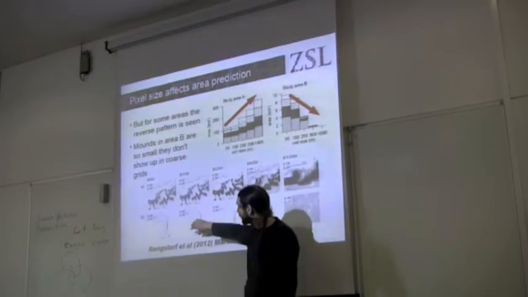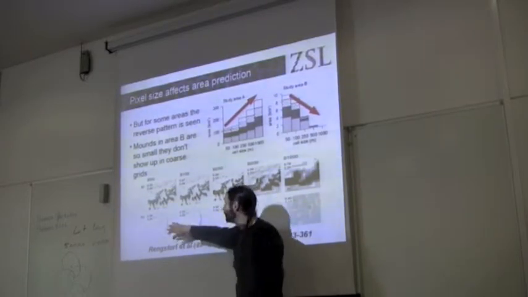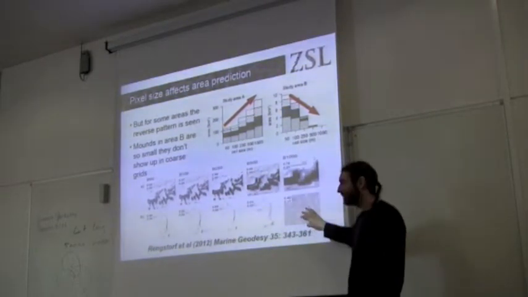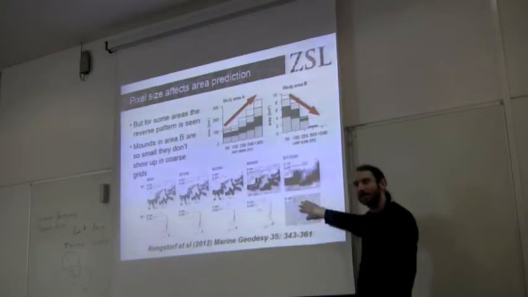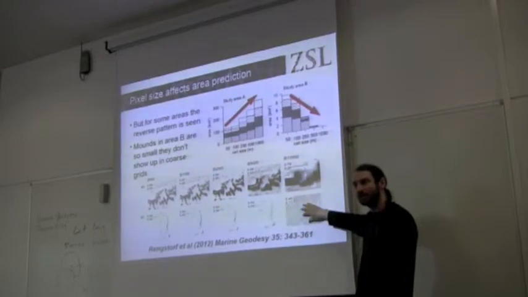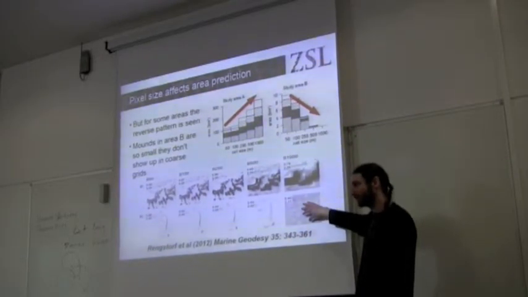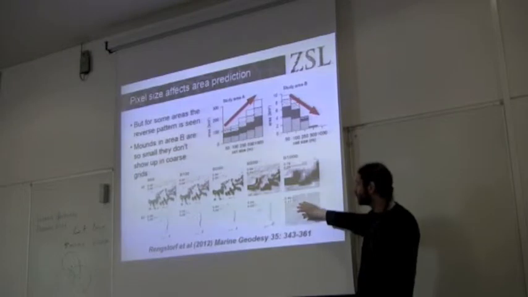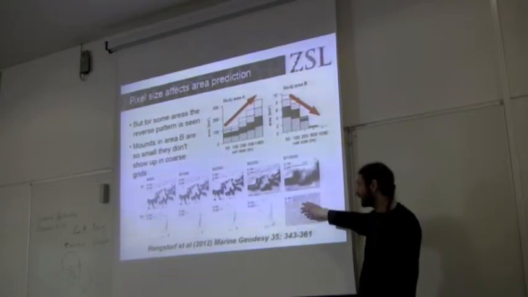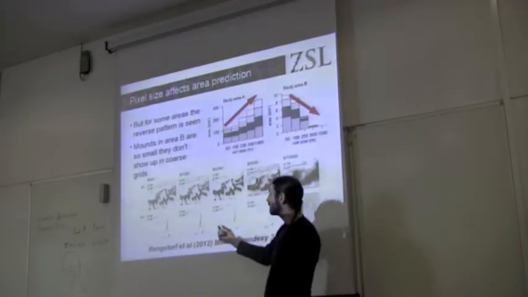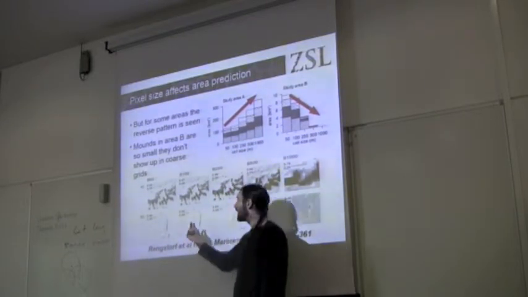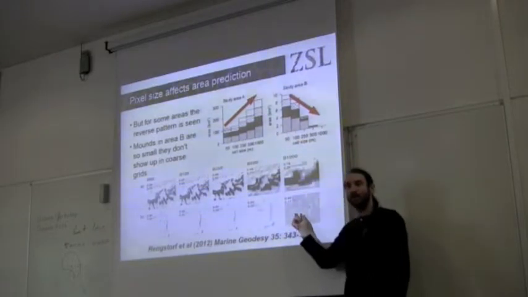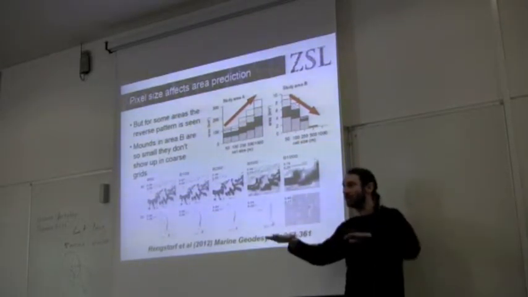as we coarsen our grid, 50 meters through to 1,000 meters each pixel, okay? We get less and less area being predicted as present. Okay? The reason for this in this case is that the size of our features are really small, and by the time you get to a coarse grid, they've basically vanished in the background.